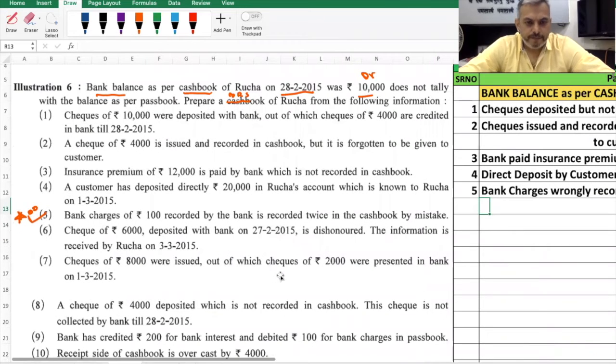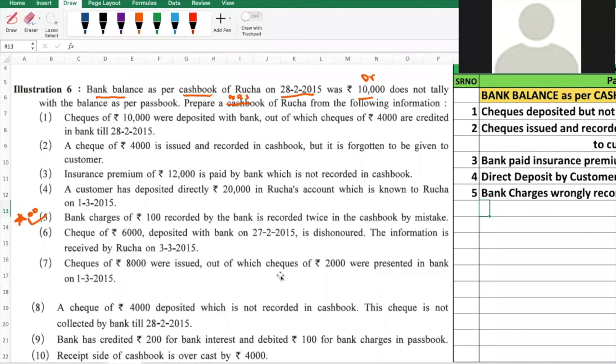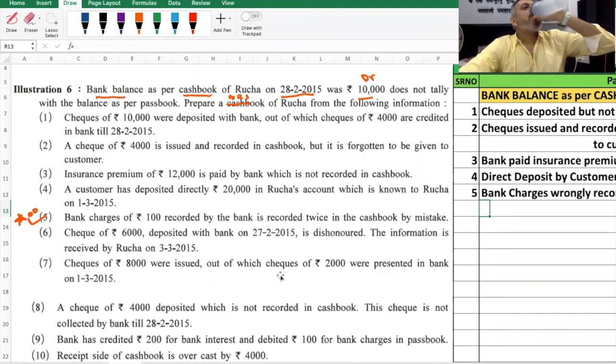Sixth, a check of 6,000 deposited with the bank on 27 February is dishonored. Information is received by Rucha on 3rd of March. Now, the check deposited was dishonored, so on which side will we record it? Credit side.